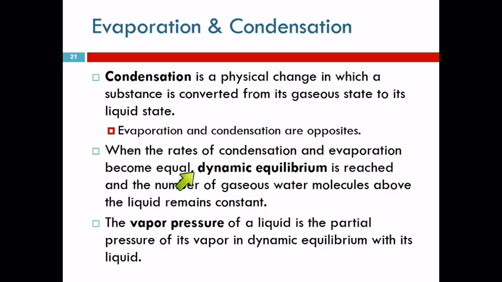Does that sound familiar? We talked about that in chapter 15, so now this is going to make more sense than if we hadn't done chapter 15. So we get a dynamic equilibrium, and the number of gas water molecules above the liquid remains constant. That pressure that's exhibited by those gas particles is called the vapor pressure. It's the partial pressure of the vapor in equilibrium with the liquid.